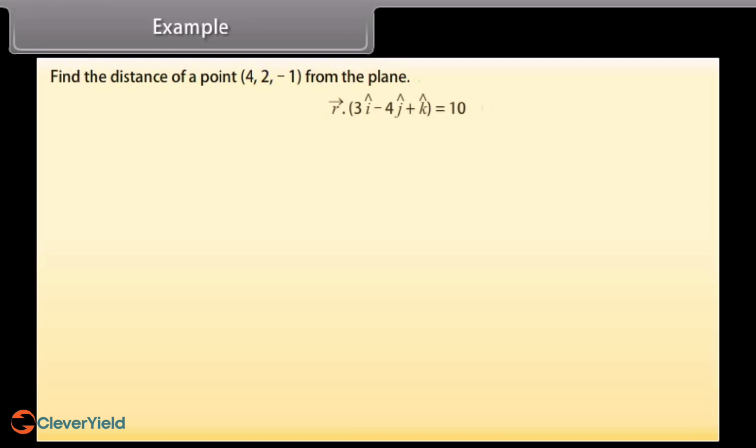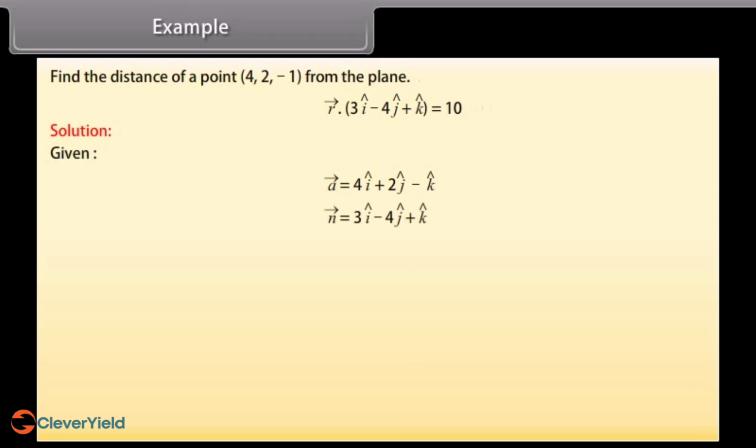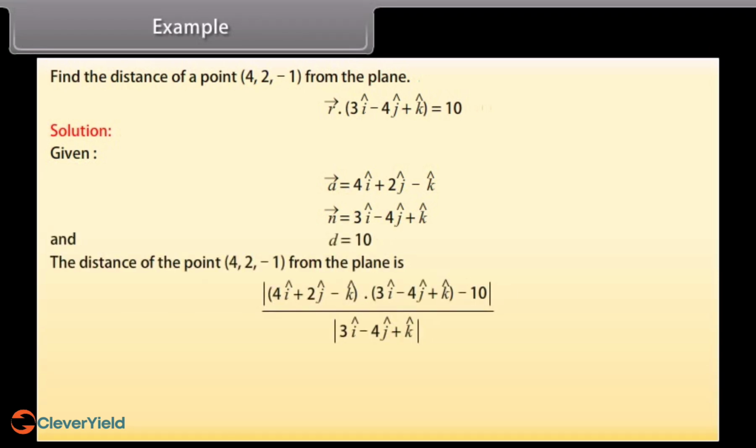Example. Find the distance of the point (4, 2, -1) from the plane. Solution. Given vector A equals 4i + 2j - k, vector n equals 3i - 4j + k, and d equals 10. The distance of the point (4, 2, -1) from the plane is equal to the modulus of (12 - 8 - 1 - 10) divided by the modulus of the square root of (9 + 16 + 1), which equals 7 by square root of 26.